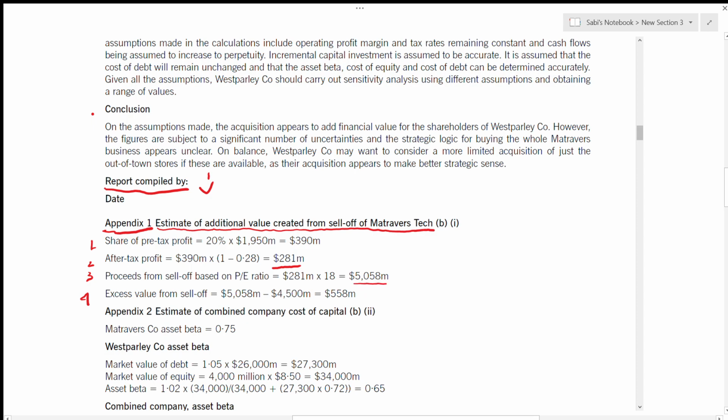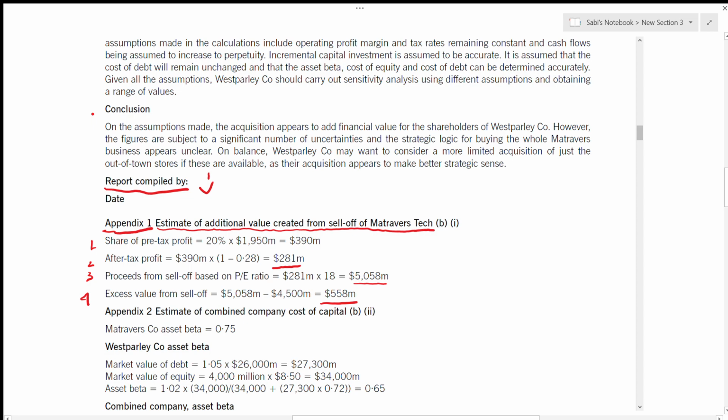What was your proceed using the free cash flow? The present value of using free cash flow is given in the requirement in the case study as 4,500. So just see what is the excess value. That's the difference between the proceeds from PE ratio and the present value from the free cash flow, which is this. So this is your excess value. That's it. You have already found it.